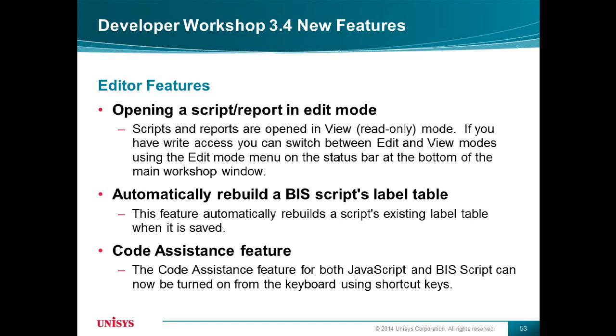And the next one is the code assistant feature. For those who prefer keyboard to mouse, you can now turn on the code assistant feature for both JavaScript and the BIS script using your shortcut keys. As we know, the BIS has a wide set of run commands. So the code assistant would be helpful for the newer generation of people who are hired into the organization and want to be trained. They can always use the code assistant feature to write code so that they have zero errors at the start.